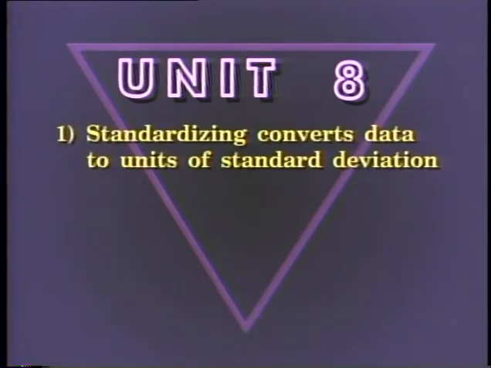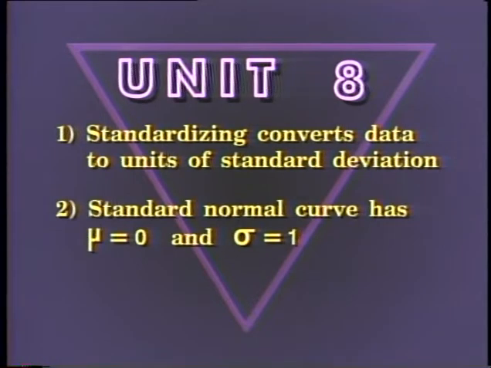In this unit, we've learned some valuable skills for analyzing data when their distribution is close to normal. We've seen that we can convert any normally distributed data into standardized units, which are units of standard deviation. We've learned that our standardized values can be represented by the standard normal curve, with a mean of 0 and a standard deviation of 1.